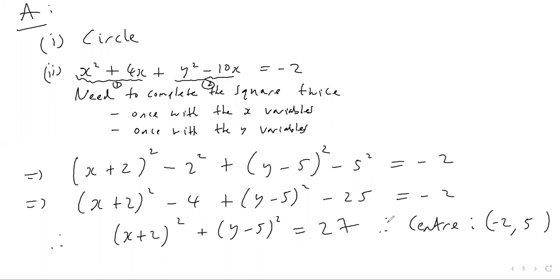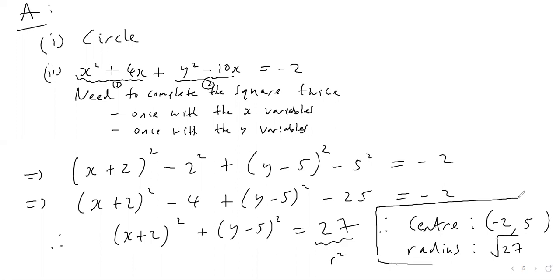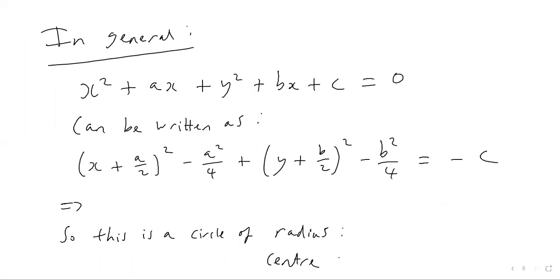That's because of the way that we do the graph transformation from the circle with the center at the origin to the circle with the center at (a, b). That's our transformation. And our radius, remember, this constant at the end is the radius squared. So our radius is the square root of 27. That would be our two answers to the question: center at -2 and 5, radius of root 27. That's exactly how you would answer a question like this.